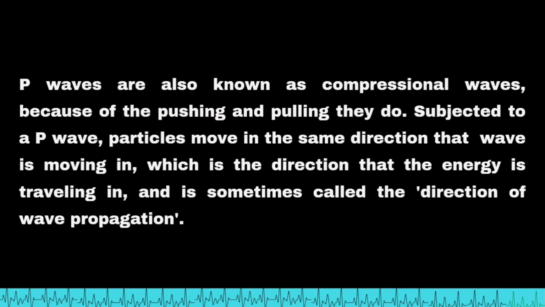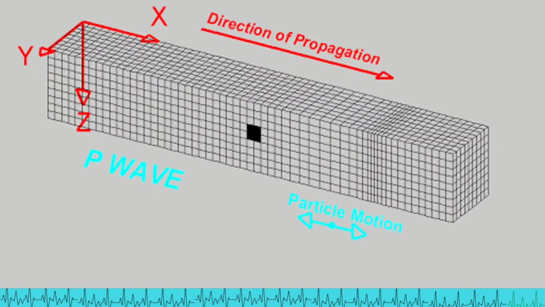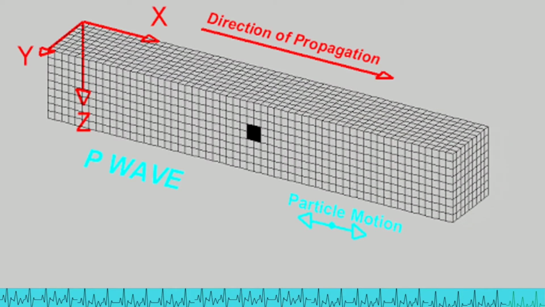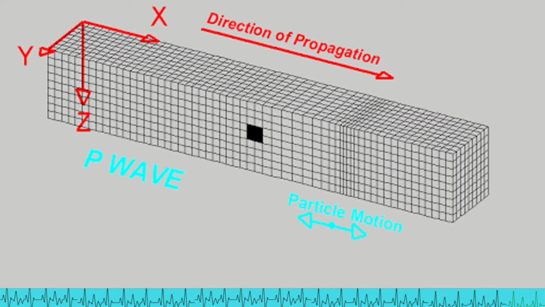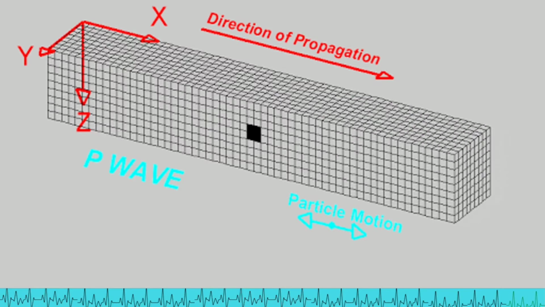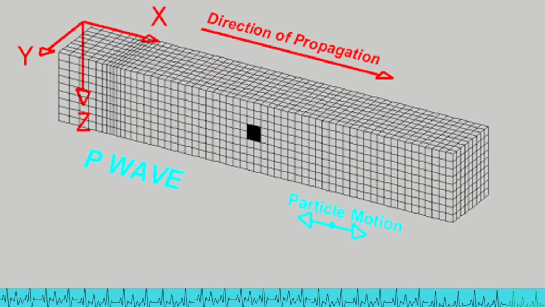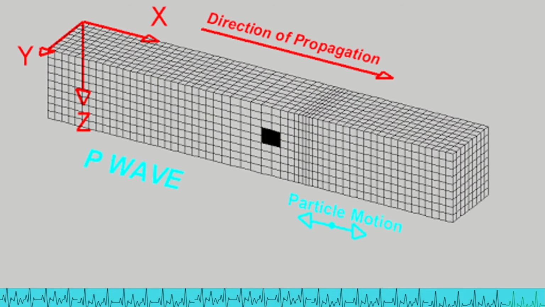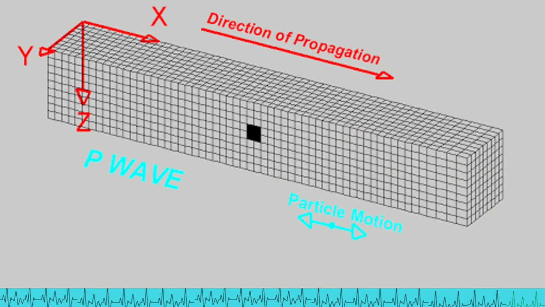Subjected to a P wave, particles move in the same direction that the wave is moving in, which is the direction that the energy is traveling in and is sometimes called the direction of the wave propagation. So this is an animation of the movement of a primary wave, also known as compressional waves. They push and pull. The particles move in the same direction that the wave is moving in, which is the direction that the energy is traveling in.